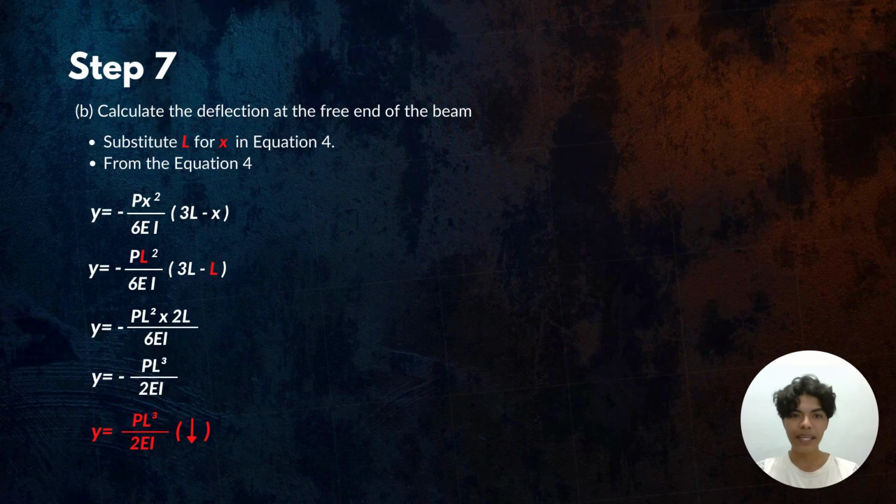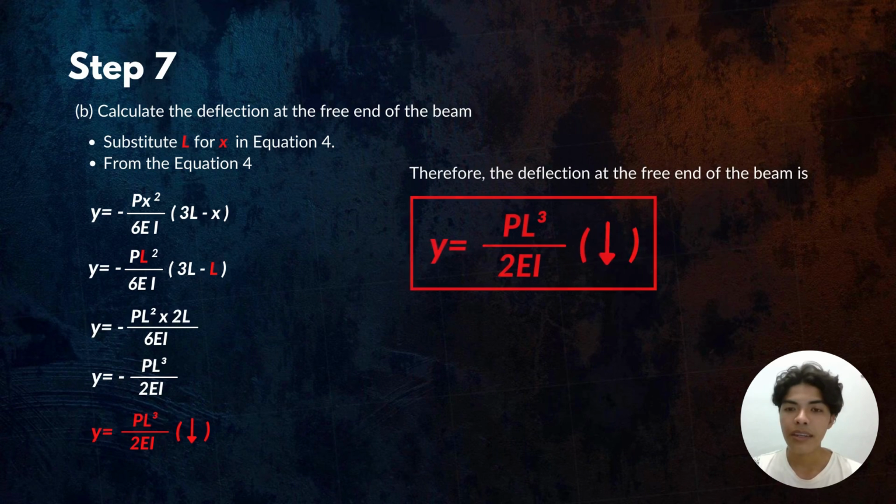The seventh step is B, to calculate the deflection at the free end of the beam. So we're going to substitute L for x in equation 4 and then simplify, and the equation will become y is equal to negative PL cubed over 3EI. Since the value is negative, the deflection will be in the downward direction. Therefore, the deflection at the free end of the beam is y is equal to PL cubed over 3EI in the downward direction.